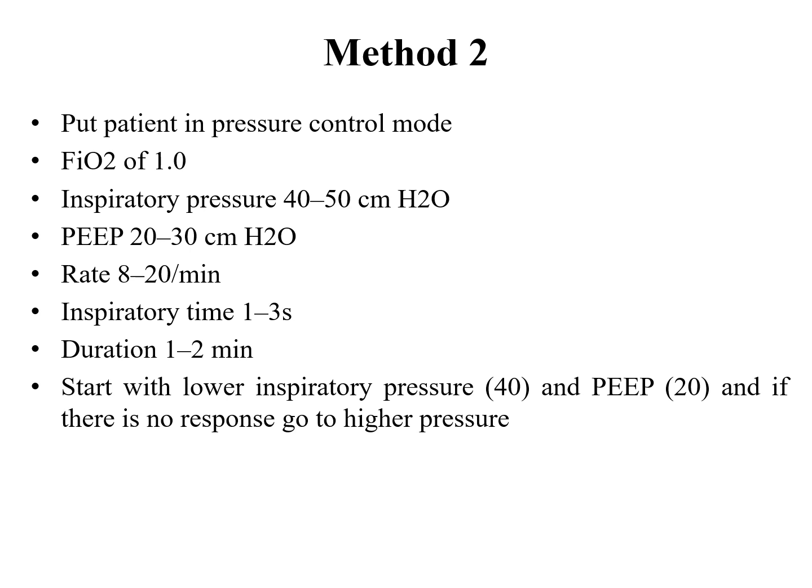Method 2. Put the patient in pressure control mode. FiO2 should be 100%. Inspiratory pressure between 40 to 50 cm of water. PEEP 20 to 30 cm of water. Rate 8 to 10 breaths per minute. Inspiratory time should be kept 1 to 3 seconds. Duration 1 to 2 minutes. Start with lower inspiratory pressure 40 and PEEP 20, and if there is no response, go to higher pressure.